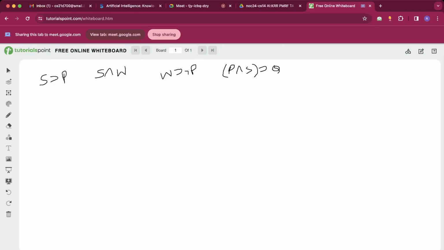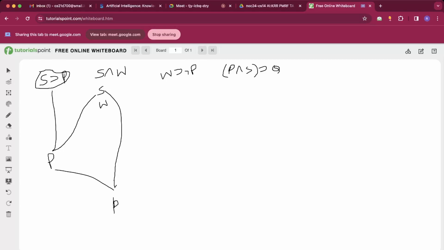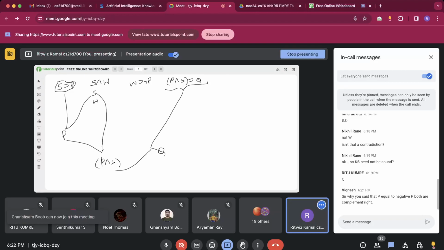Okay. So using this we can say that S is true, W is true. Now using these two we can say that P is true. Okay. Now using this P and this S we can say P and S is true. Okay. Now using this P and S and this implication over here we can say that Q is true. Is that better? Yeah.